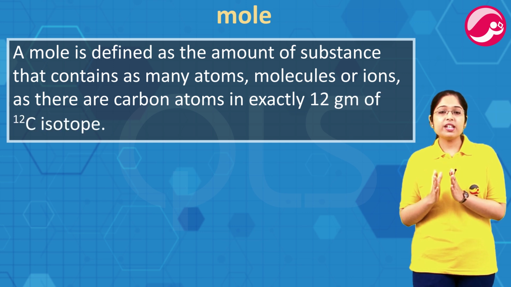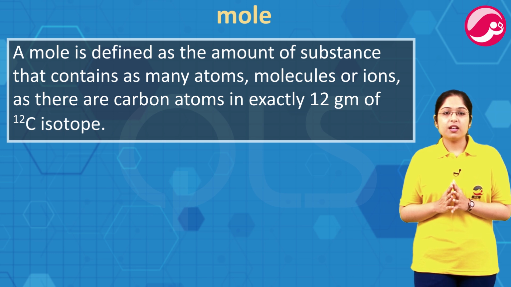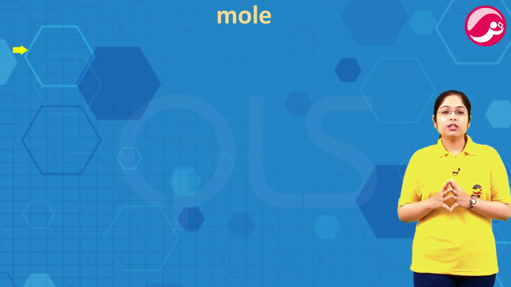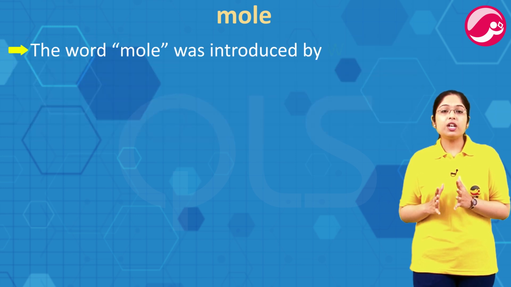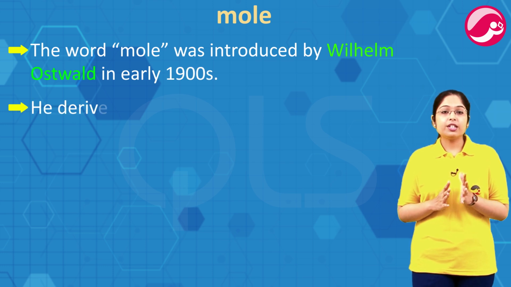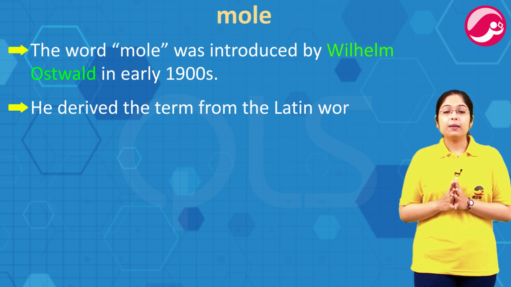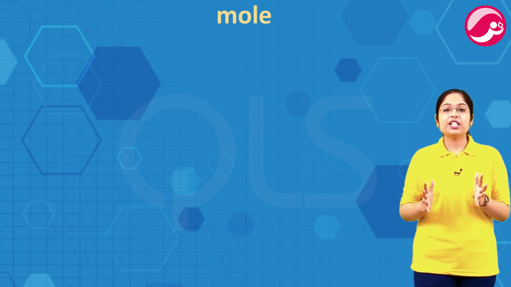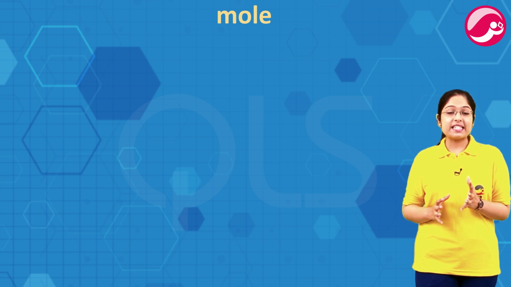Mole is very similar to the term dozen. The unit dozen is always equal to 12, irrespective of the object referred to. The word mole was introduced by Wilhelm Oswald in early 1900s. He derived the term from the Latin word molus, meaning heap or pile. However, the unit mole was accepted in 1967.